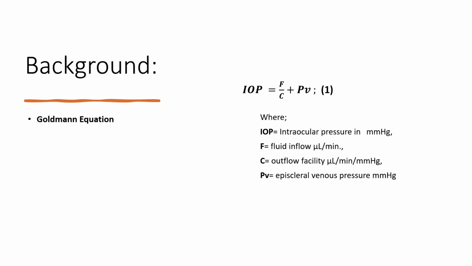The teaching of students, residents, and vision scientists on aqueous humor mechanics and intraocular pressure has included a basis in the Goldmann equation for over half a century. This equation was developed to explain the steady-state aqueous dynamics of a normal eye. IOP equals fluid in divided by outflow facility plus the episcleral venous pressure.